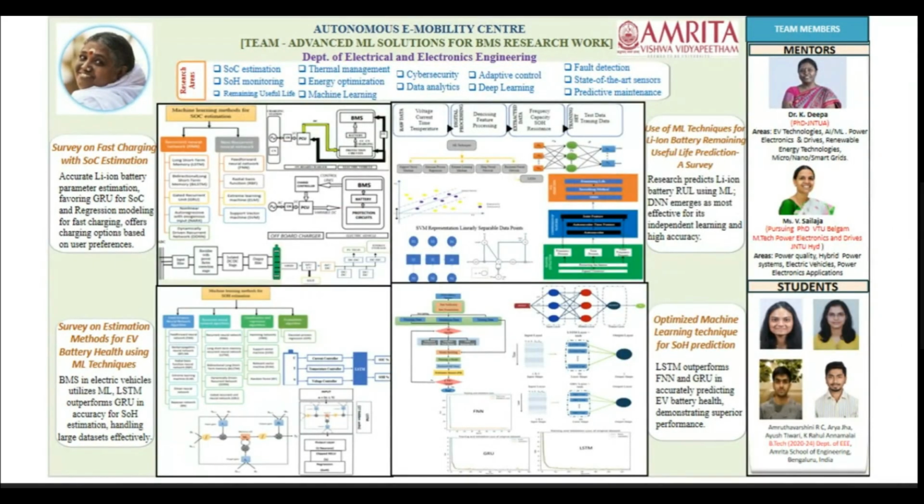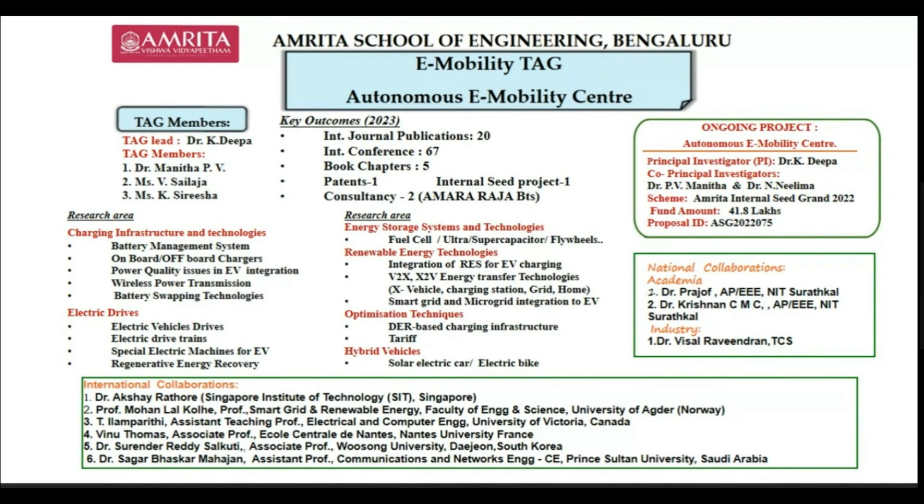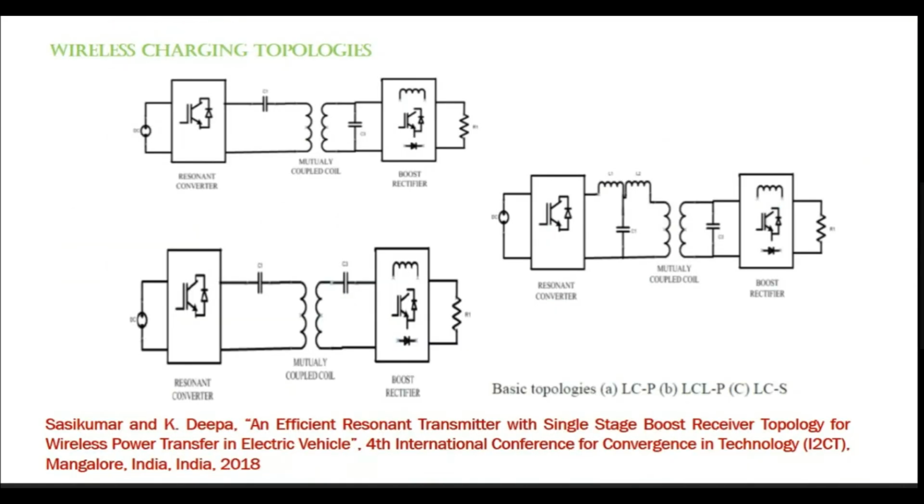So these are some of the works by BTech students for predicting SOC, SOH, RUL, state of charge, state of health, remaining useful life of a battery, with the ordinary ML technique and DL technique, and in addition to this, we have used a hybrid technique, which was performing better than the ordinary ML and DL techniques. So these are some of the faculties who are working, and the outcomes of our TAG, which is thrust area group e-mobility.